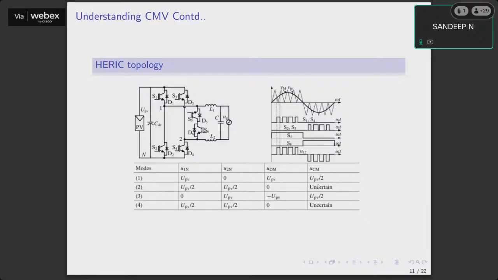So what they did, they started adding elements into the structure so that we can control the leakage current. There are several topologies, one of which is HERIC, which is a very popular structure. HERIC stands for highly efficient and reliable inverter concept. This is one of the patented structures by the company. They connected a bidirectional switch across the output terminals of inverter legs 1 and 2.